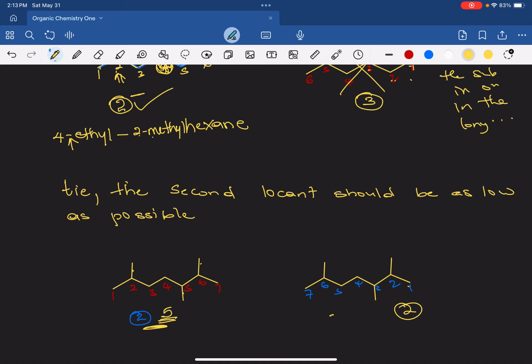So 2 was for the first one, 3 is for the second one. So what are we going to pick? That one, because the second substituent is on 3 here, while over here, the second substituent is on 5. So no, we're not going with this at all. So how do we name this?